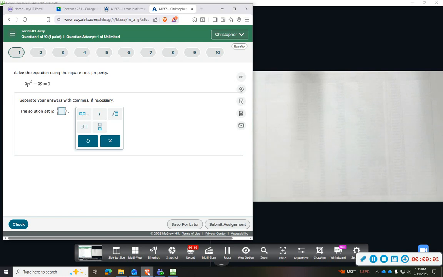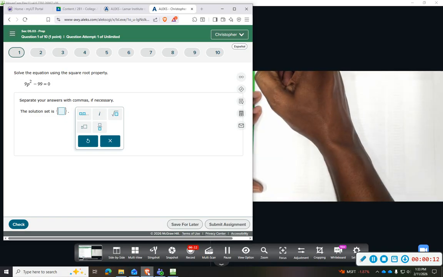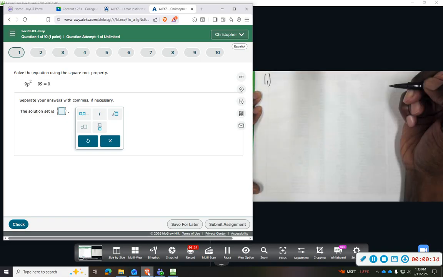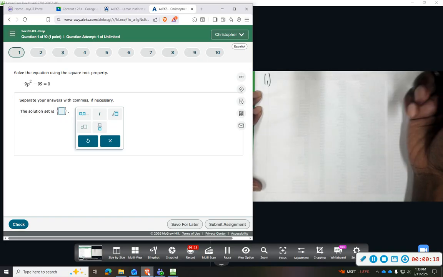All right, today we're going to be looking at section 5.3. This is prepping us for homework 5.3, functions and relations. Our first problem we want to solve using the square root property. So what that means, we're going to be taking the square root.